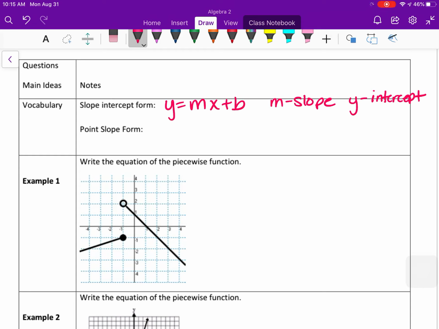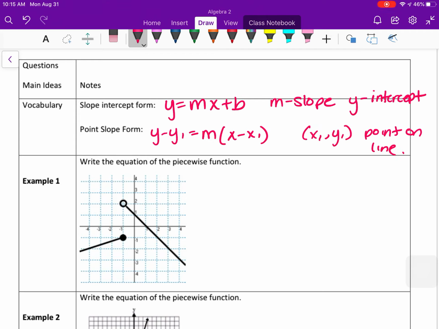And then point slope form, which may or may not be familiar to you. Point slope form is y minus y1 equals m times the quantity x minus x sub 1. So you might have seen that one before, or maybe not. It's not as common, but we do use it once in a while. M is still the slope, and then x1 and y1 is a point on the line.